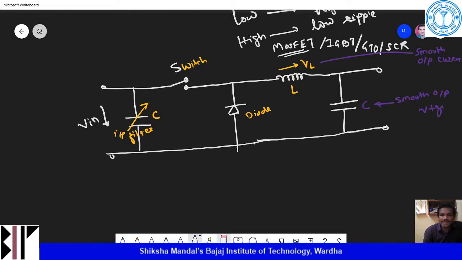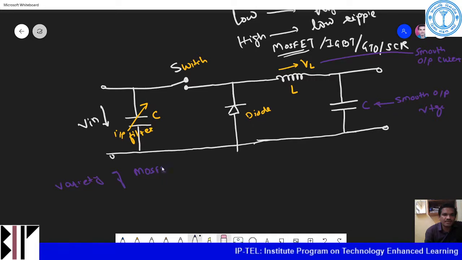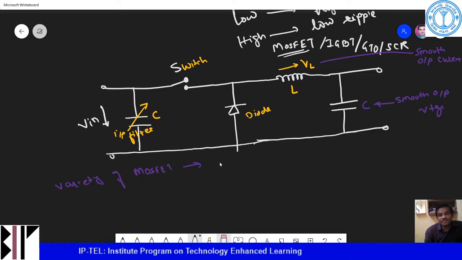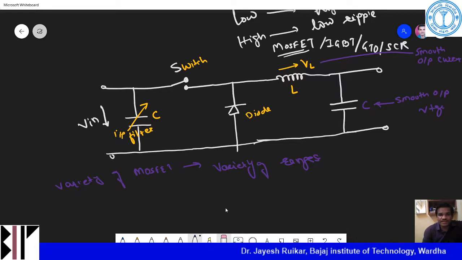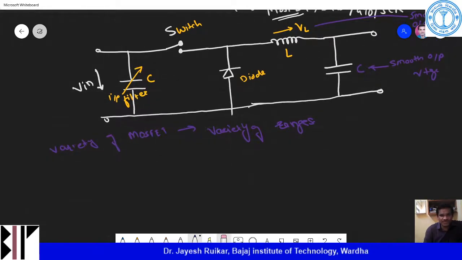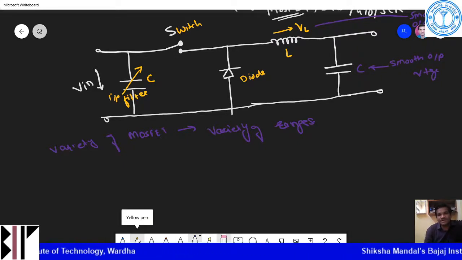Then I think we have this. I will write it here. A variety of MOSFETs are there. If you go to the MOSFET, there are a variety of ranges, so you can choose accordingly. A variety of MOSFETs or switches are there. You can choose a particular switch depending upon the cost, or depending upon the variety of range.